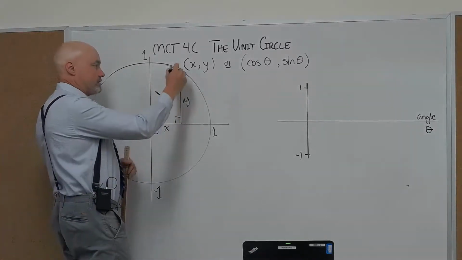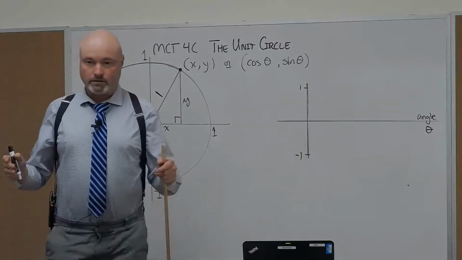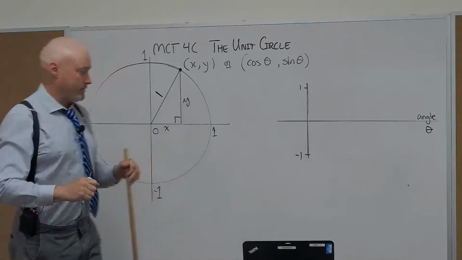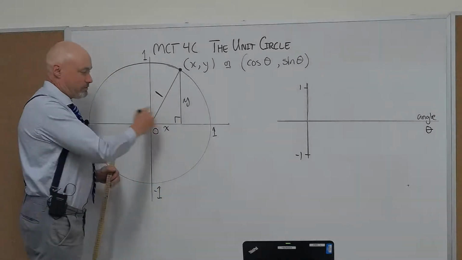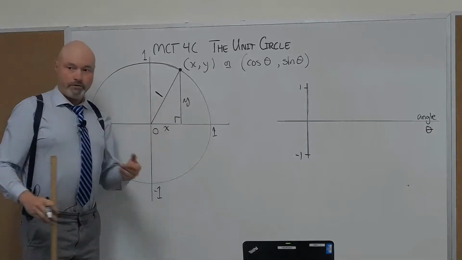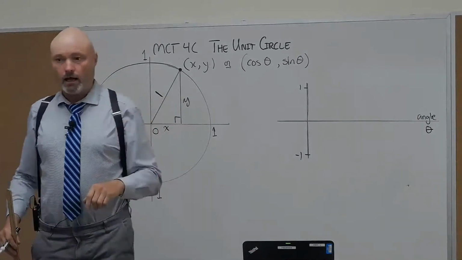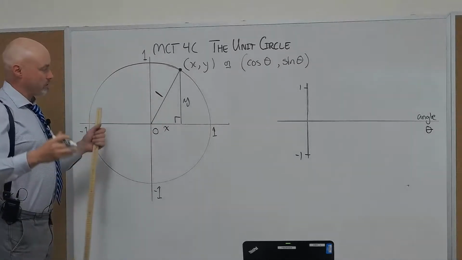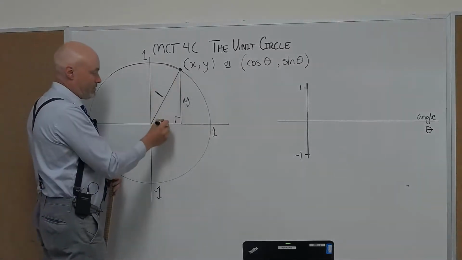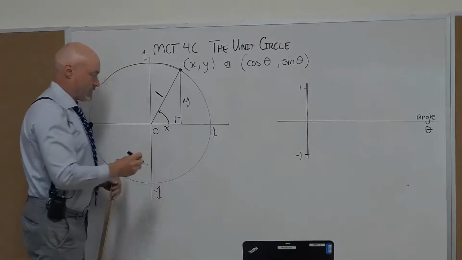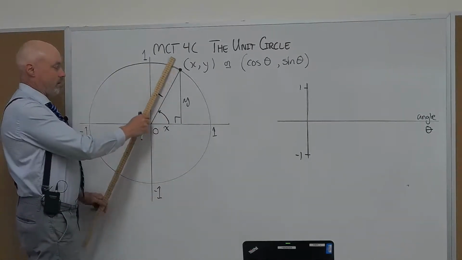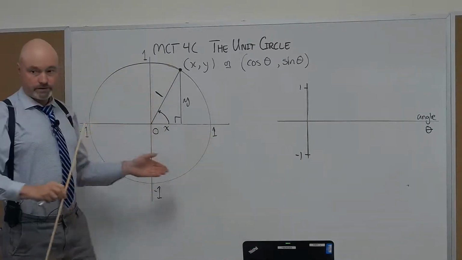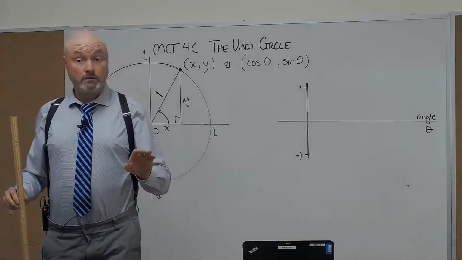We call this the terminal arm, and the length of the terminal arm is 1 unit. When we look at this triangle, 1 unit is also the hypotenuse. So it's got a hypotenuse of 1 unit. This is the terminal arm. This is the central angle. And we can actually rotate this thing all the way around the circle, 360 degrees, even more if we like.